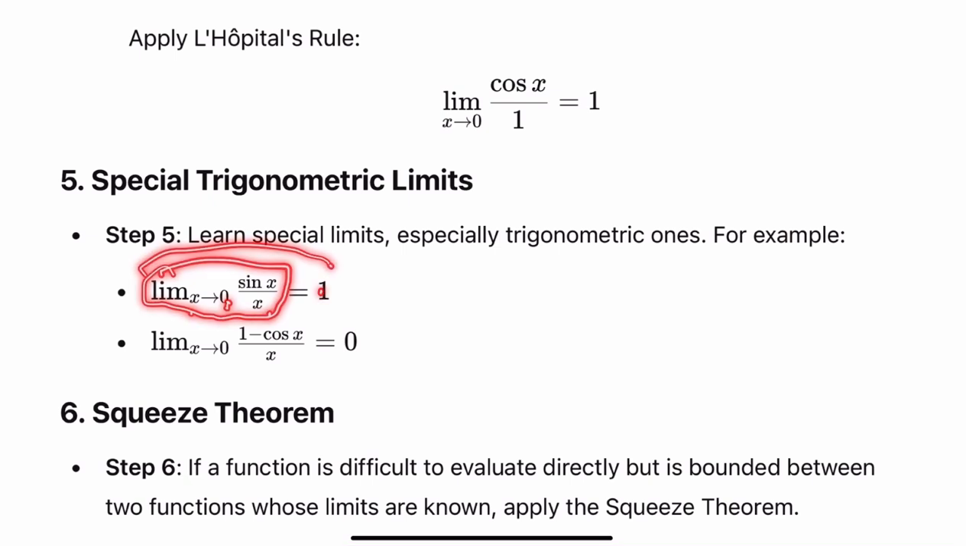Same thing for the limit of 1 minus cos x over x, because cos 0 is 1. So we will get 1 minus 1 over 0, which will be 0 over 0. However, if you memorize that the limit of 1 minus cos x over x when x goes to 0 is 0, it will save you a lot of time.